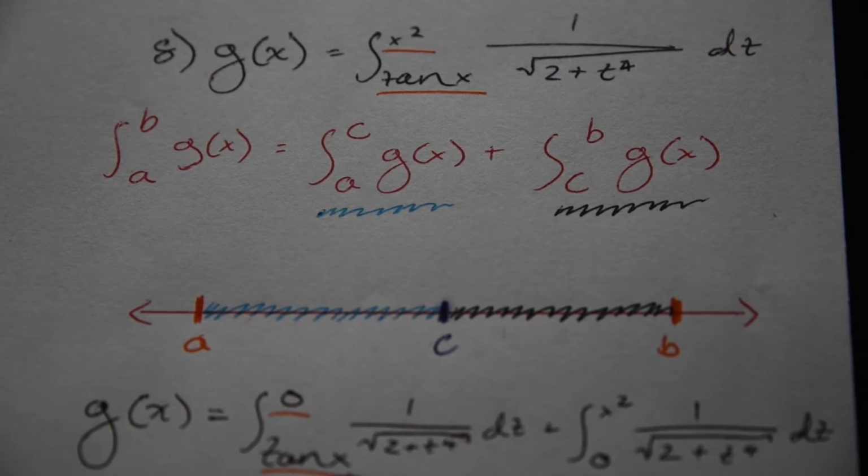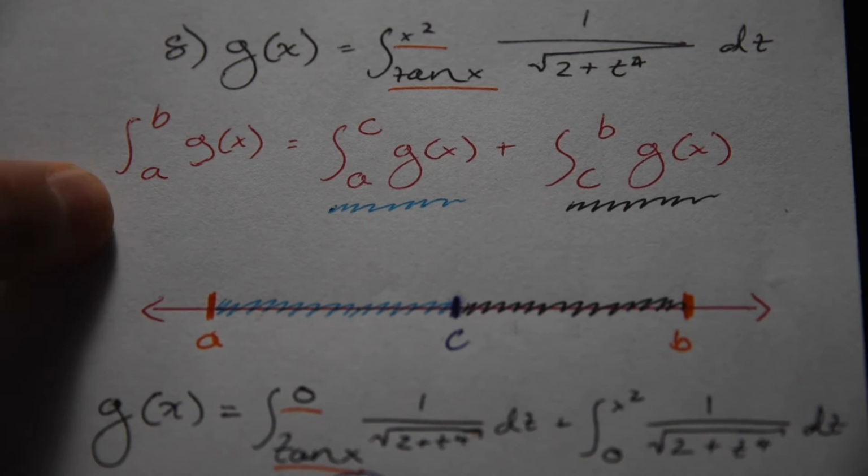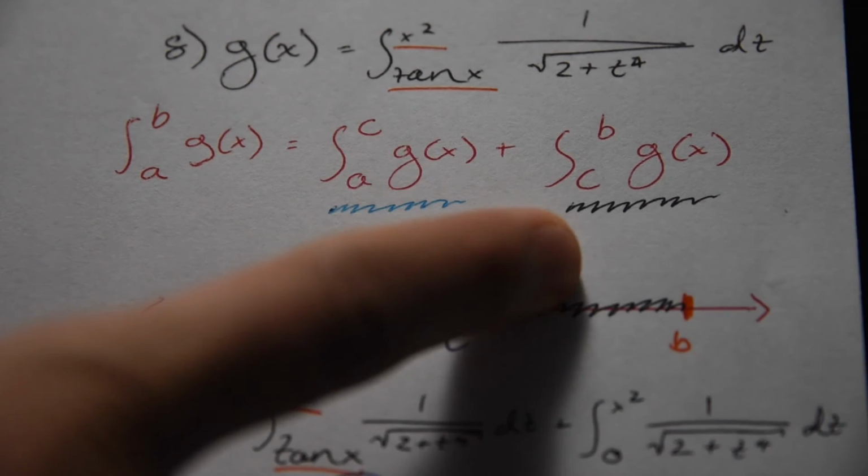Number 8 is one of the harder problems we have in this practice. Well, we see that the lower and upper limits are actually variables. So, how are we supposed to solve this? Well, remember, if we have an integral, we can always separate it.